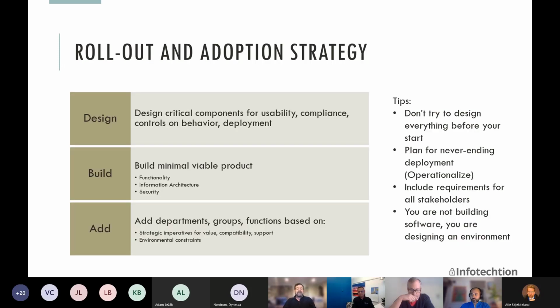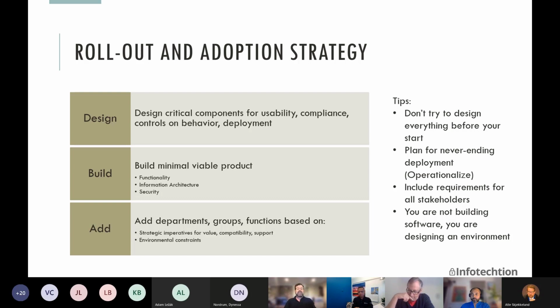So basically what we're going to do is, first of all, design. Put in your privacy by design. Design your critical components for usability, compliance controls on the way humans act, so it's operational as well, and how you're going to deploy. That doesn't necessarily mean you're going to build an entire information architecture ahead of time. It just means we need to get the stuff that needs to be replicated when we start the deployment process in a way that is already there and already consistent.